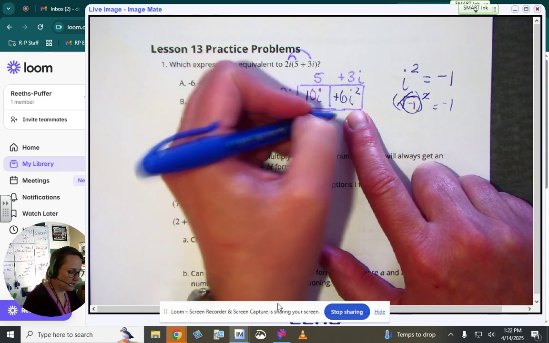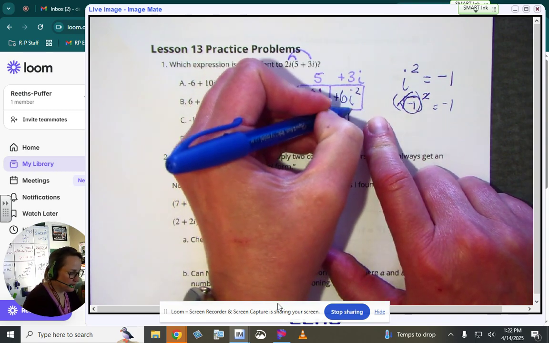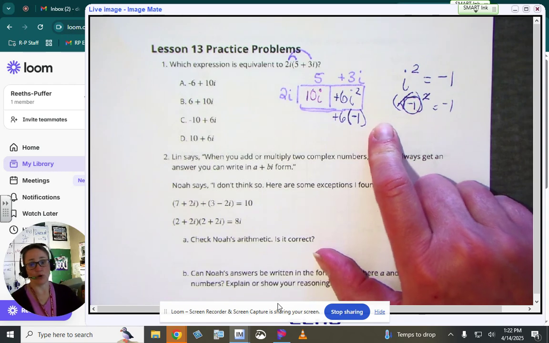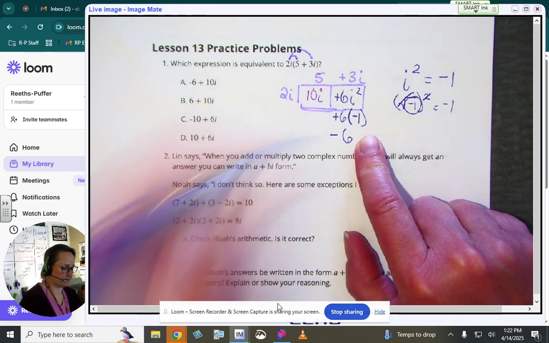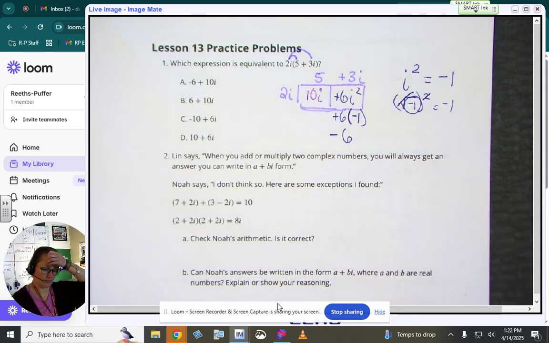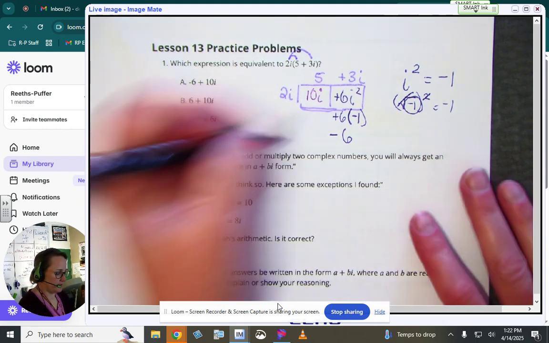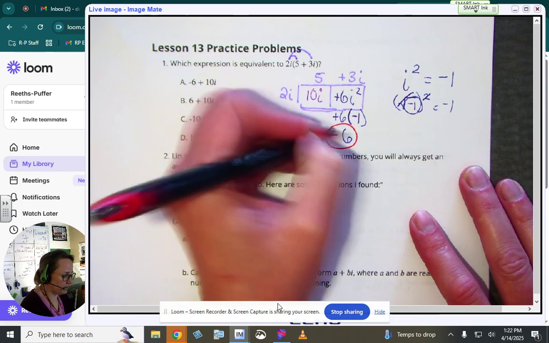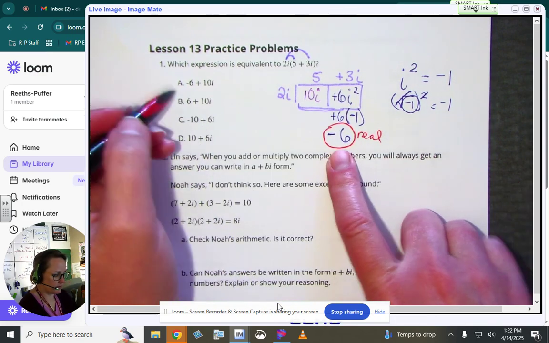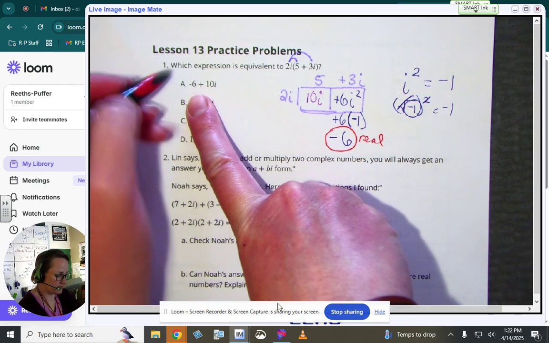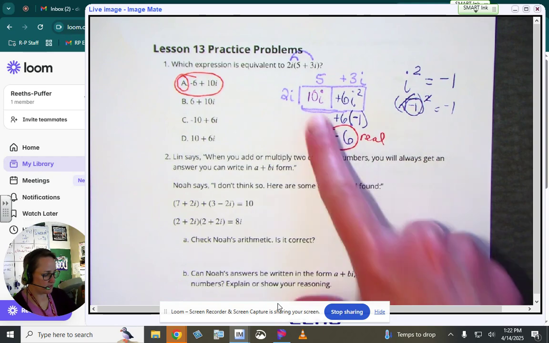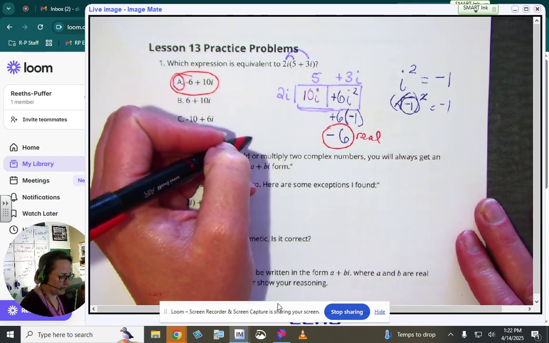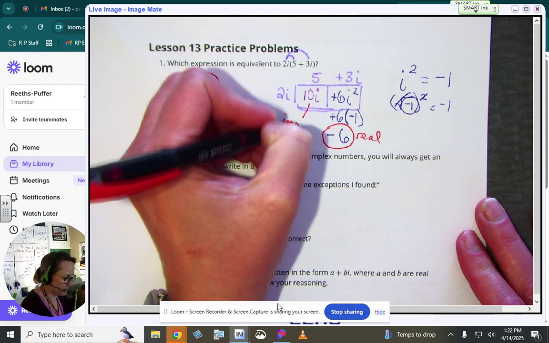So this isn't really a positive 6 times i squared. It's a positive 6 times a -1, which is a -6. So my last thinking before I get to my final answer is that this part is now real. So it's going to go first. So there's that -6 that's first. This is the only one that has a -6 as the real part. So -6 plus 10i is my final answer, because this part is imaginary.